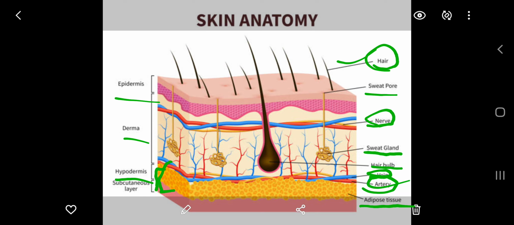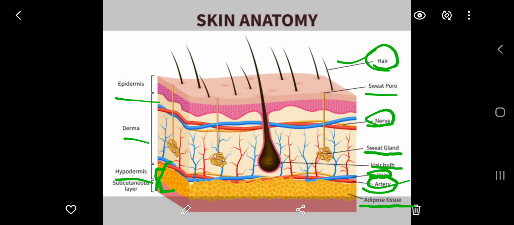Next, the dermis. Dermis is the thickest layer of the skin. It is below the epidermis. It has most of the important parts of the skin, like the sweat gland, hair bulb, the arteries and veins, nerves, and even the sebaceous gland. Next, the hypodermis. Hypodermis is basically made up of fat, so its major function is to absorb or decrease the amount of injuries.